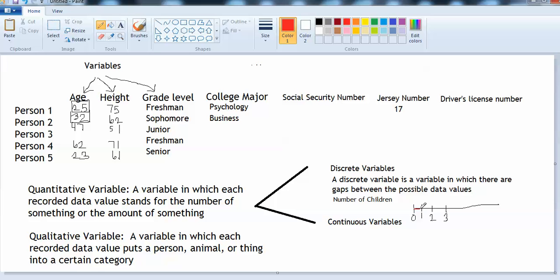You'll never find a person who has a number of children between 0 and 1. You'll never find a person with a number of children between 1 and 2, or between 1 and 3. So what I'm showing here are gaps in the number line. The red places are gaps where you don't have any data values, and in green, I'm showing where the possible data values are.